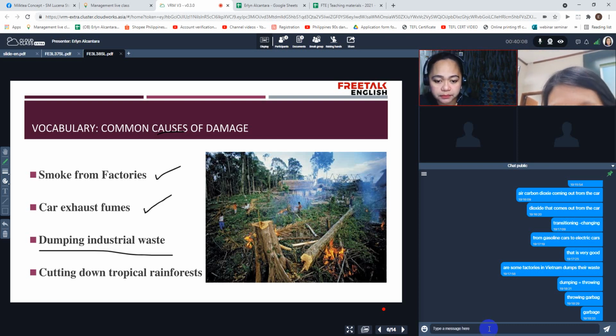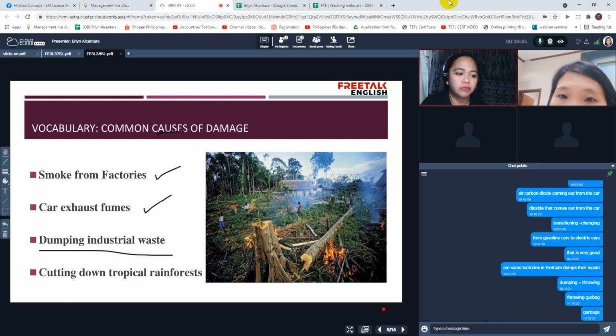Dumping industrial waste means the manufacturers don't take care of their waste. Yeah, they're not being responsible with their waste. For example, it's chemical waste. They just throw it in the environment or in the river, something like that. Okay? So that is dumping industrial waste.